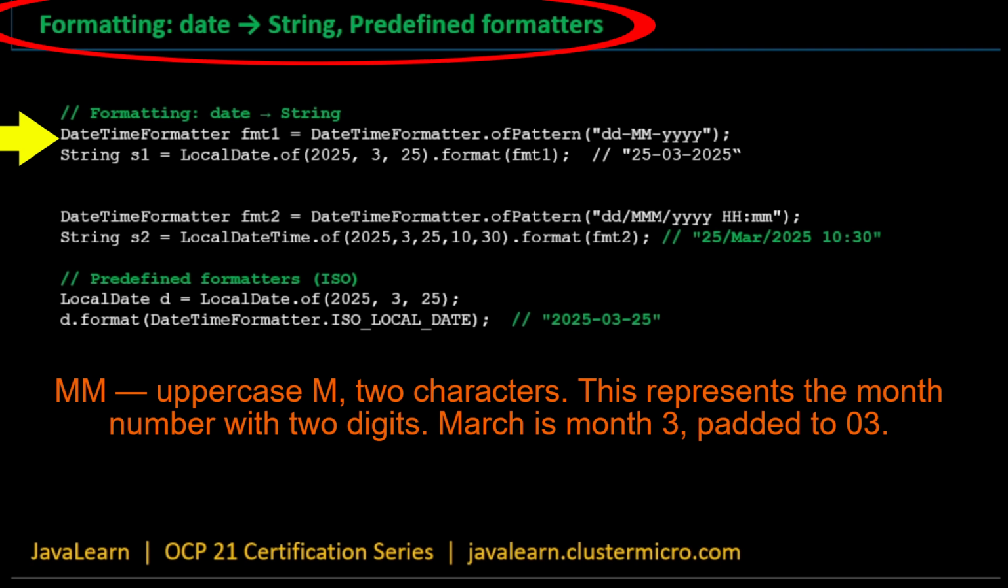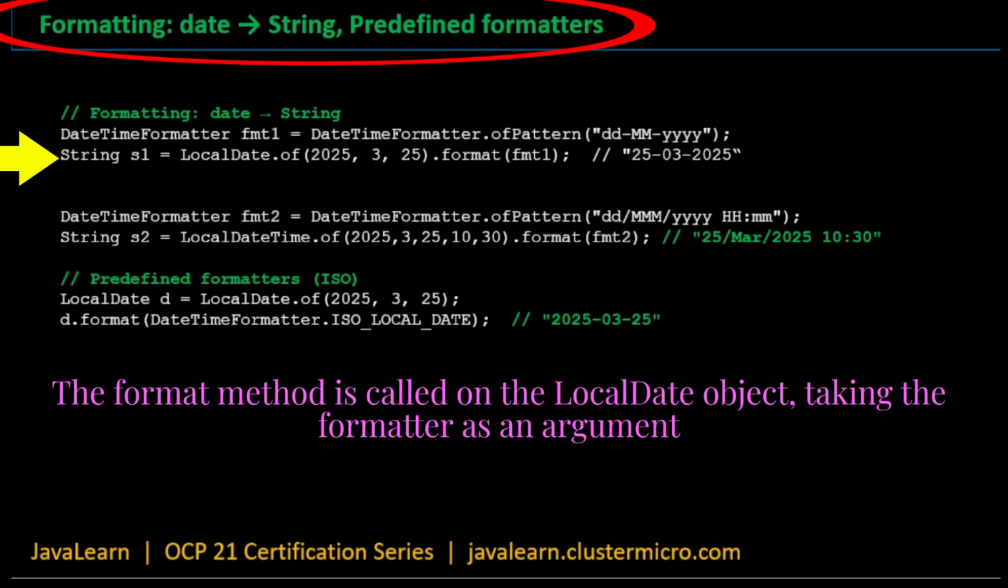So put it all together, day, month, year is 25-03-2025. And then in line 2 we have String s1 equal to LocalDate.of(2025,3,25).format(fmt1). The format method is called on the LocalDate object, taking the formatter as an argument. It applies the pattern to the date fields and produces the string 25-03-2025. Notice the direction of the call. It is date.format(formatter). So the format method is on the DateTime object, not on the formatter. Some people get this backwards. The formatter is the argument, the date is the one calling format.